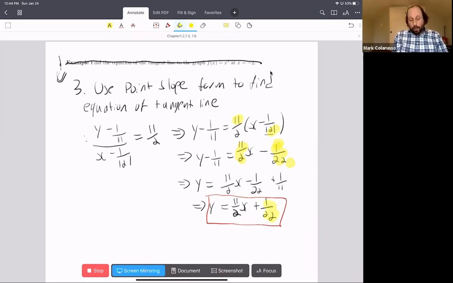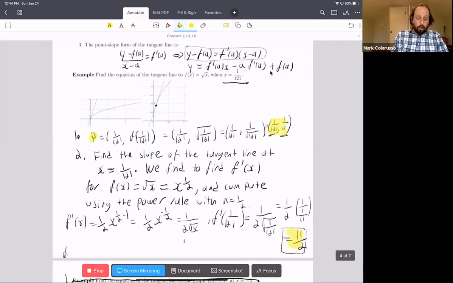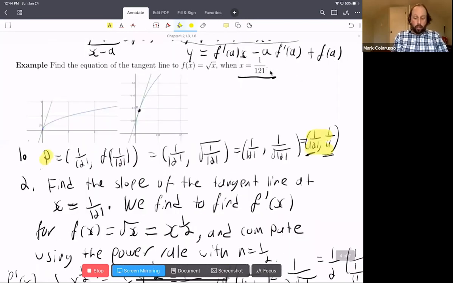So what is that? What have we done? We actually computed the equation of this green line. So this green line here we found was y equals 11 over 2 x plus 1 over 22. That's pretty cool when you think about it, and that's going to be really, really hard to measure directly off a graph.